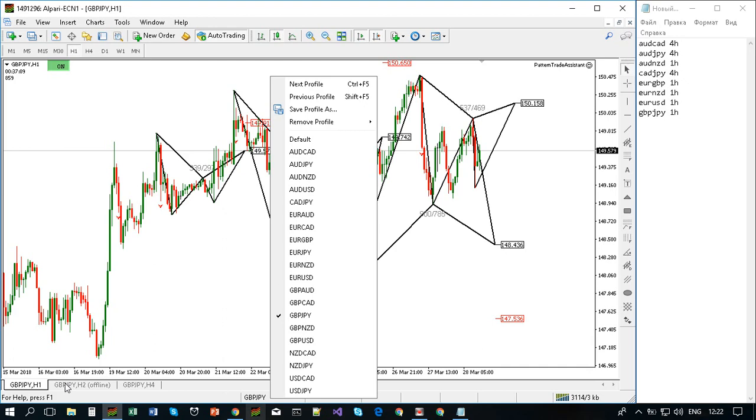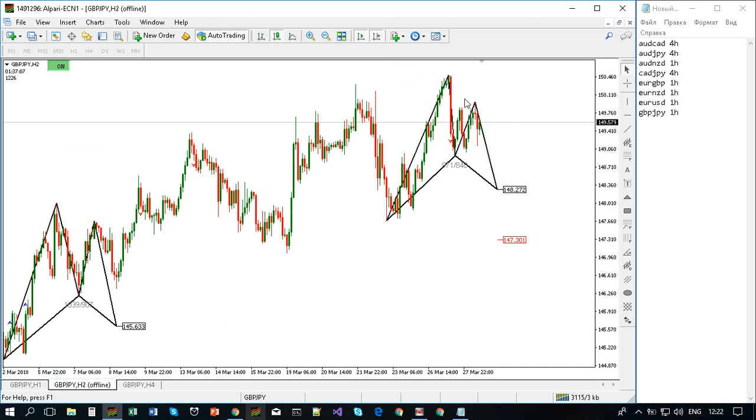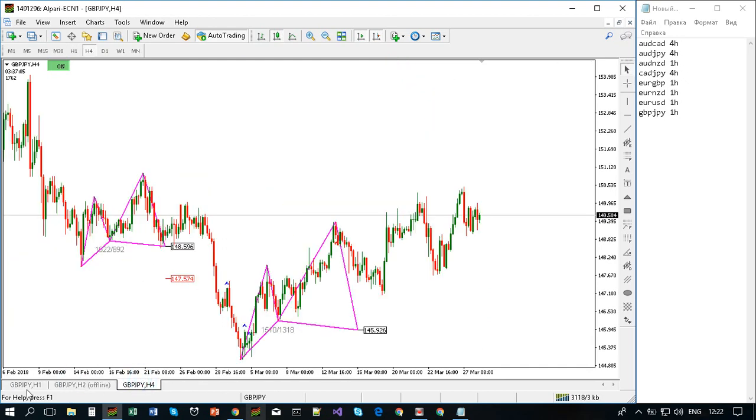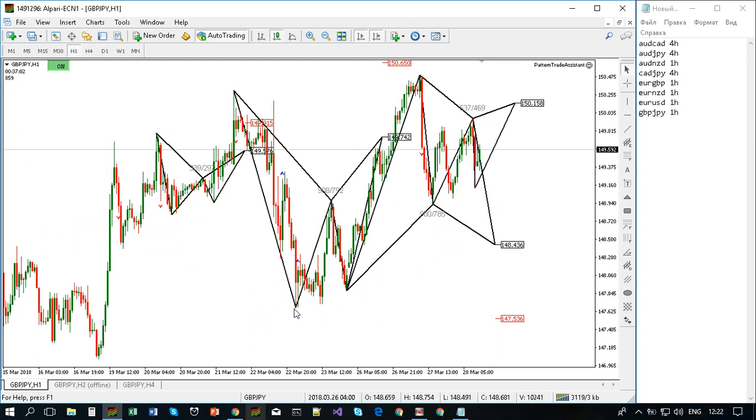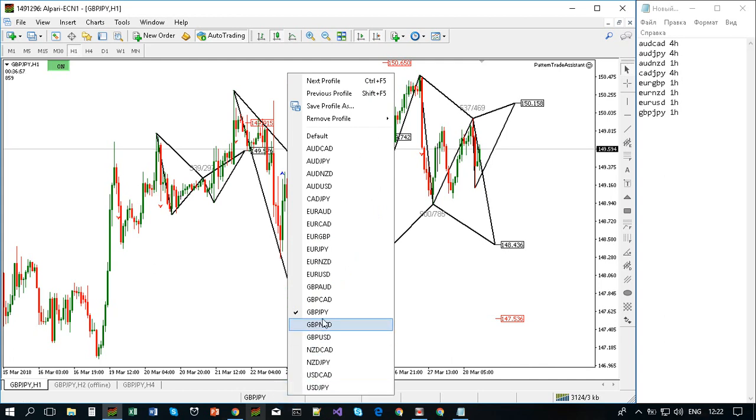Pound yen. Okay, let's go 2 hour, it is the same. 4 hour, nothing. Okay, 2 hour starts from this extreme, 1 hour starts from this. Slightly different.